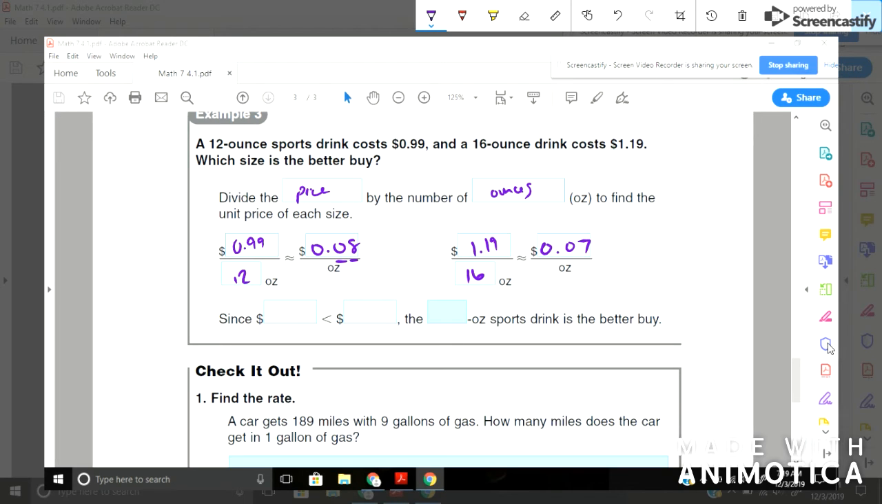Okay, so this says, since blank is less than blank, the blank ounce sports drink is the better buy. Well, since 7 cents is less than 8 cents, the 16 ounce sports drink is the better buy. And a lot of times in real life, guys, you will see this because when you buy in bulk or when you buy more, that's usually going to be the better deal. If you've ever gone to like Sam's Club or some of those bigger stores that sell in bulk, you can usually get a little bit cheaper.